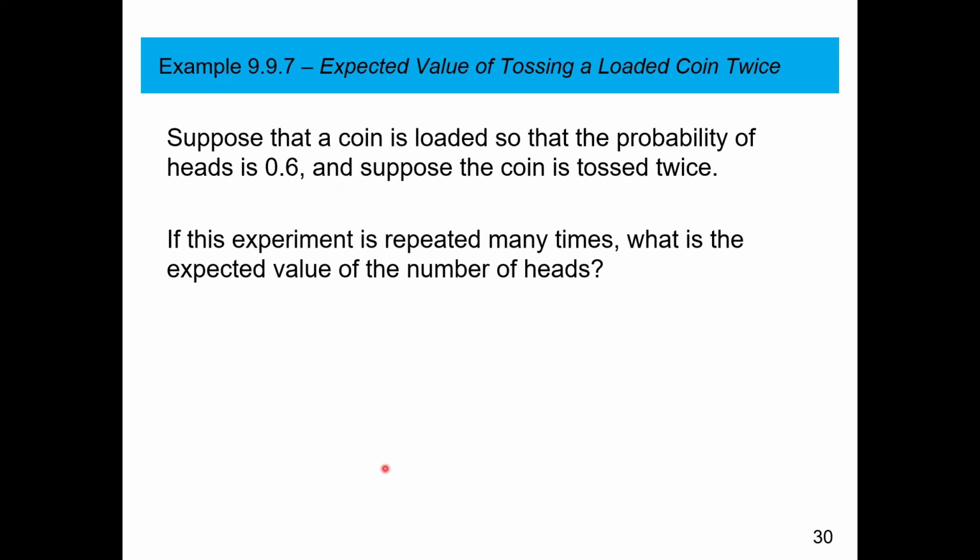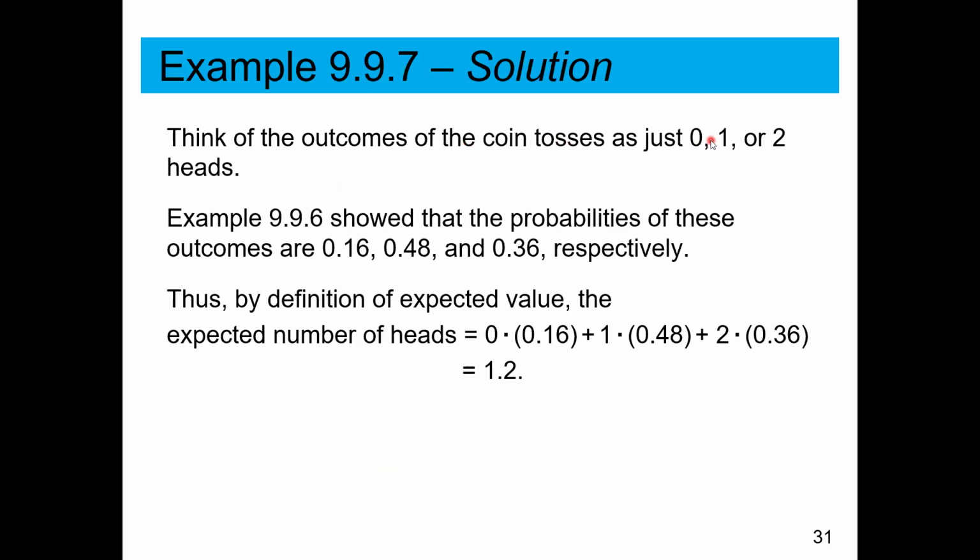If we're talking about just the coin being tossed twice, we have 0 heads, 1 head, or 2 heads as my options. The probability of 0 heads was 0.16. The probability of 1 head was 0.48. The probability of 2 heads is 0.36. And so if I multiply each value by its probability and add, I get 1.2, which really means if I flip the coin twice, there's a really good chance that I'm going to get at least 1 head, maybe even 2. So there's a really good chance we can leverage this and keep playing with it over and over again.